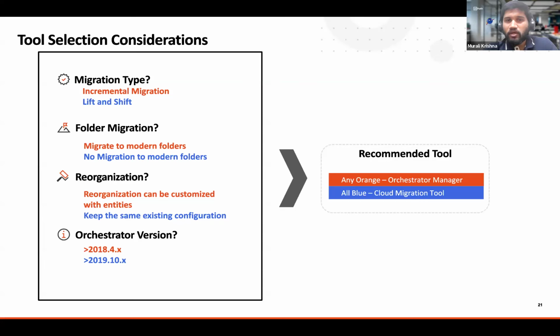But with the cloud migration tool, whatever data is present in the on-premises environment will be lifted as data at a time, and it will be migrated at a time. So reorganization cannot be customized with the cloud migration tool. Supported orchestrator versions for orchestrator manager will be greater than 18.4, and for cloud migration tool, it is 19.10.